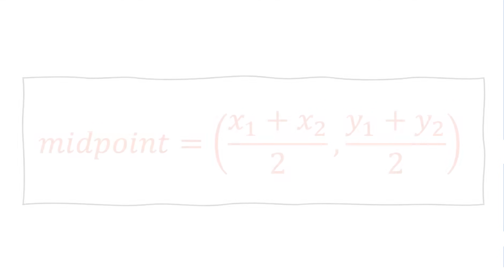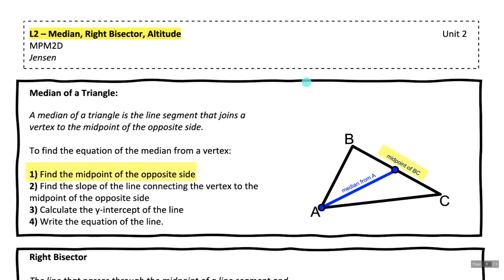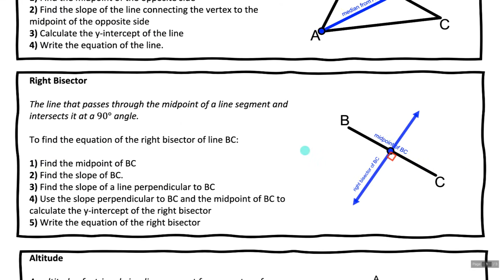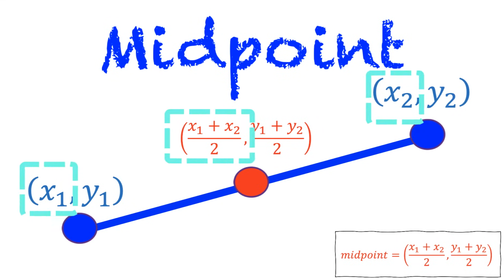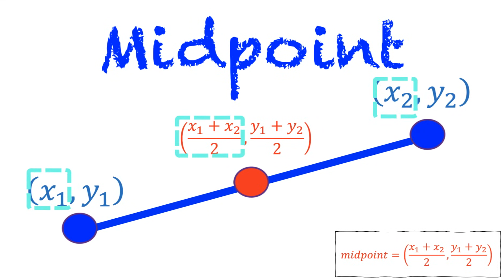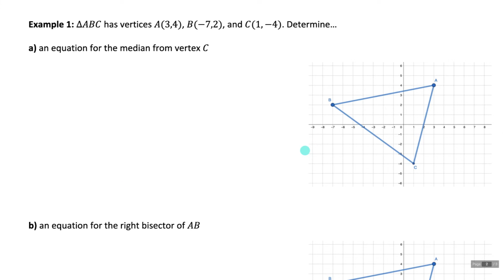Another formula that we'll have to remember before we can complete this lesson is the midpoint formula. Notice when finding the median of a triangle or the right bisector of a line, it involves the midpoint. And to find the midpoint of a line segment, we find the average of the x-coordinates of the endpoints by adding them and dividing by 2. And then we find the average of the y-coordinates of the endpoints by adding them and dividing by 2. With all of that in mind, let's try our first example.